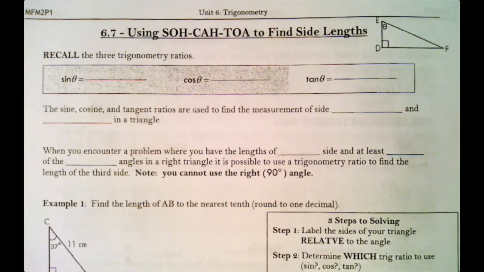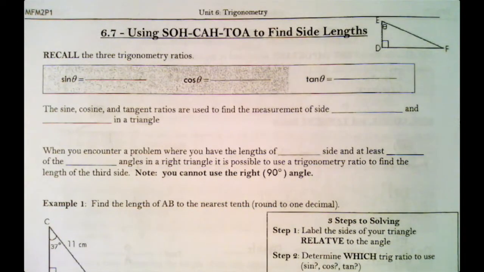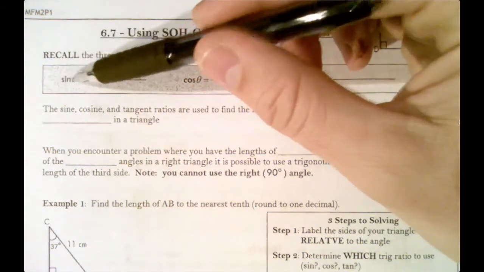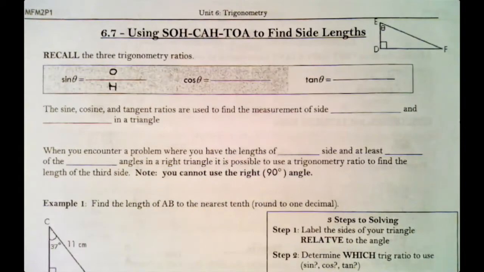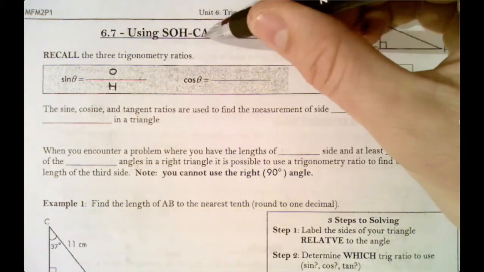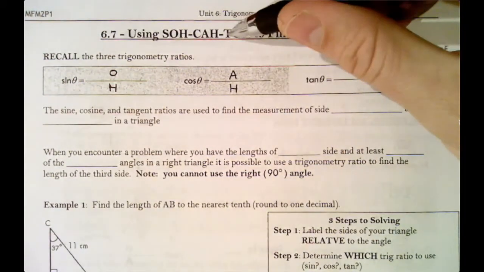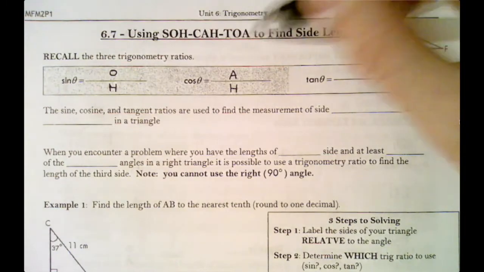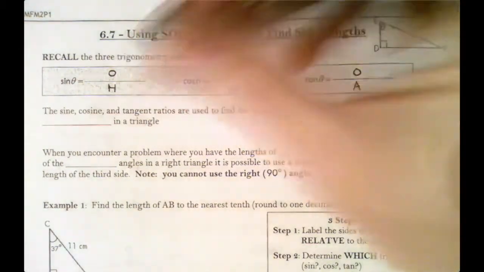Okay, this is lesson 6.7, and in this lesson we're going to use SOH CAH TOA to find side lengths. First we need to remember what SOH CAH TOA stands for. SOH stands for sine of an angle is equal to O divided by H, opposite divided by hypotenuse. Cos of an angle, C, is equal to A over H. And tan of an angle, T, is equal to O over A. So if we can remember SOH CAH TOA, we can remember these three equations.